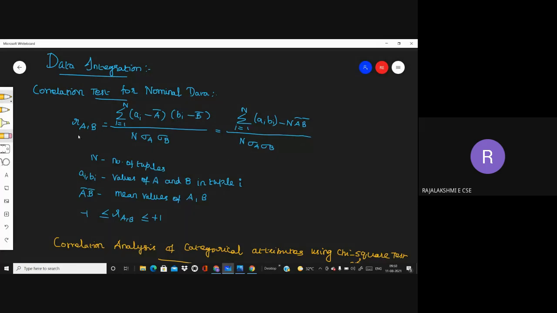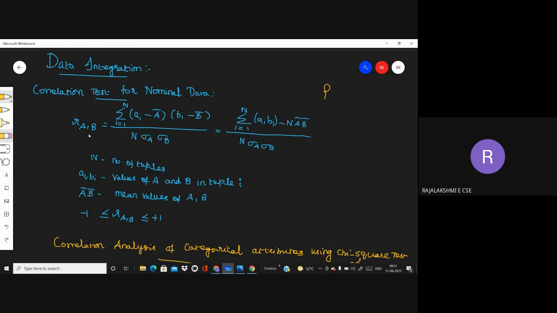The formula is R, which is nothing but the correlation. Sometimes they will be using R or sometimes rho. In our book they are using R. This is R of A comma B, where A is one attribute, B is another attribute. So for the nominal data you will be taking how many data are there with the same value, and you will be finding the mean.